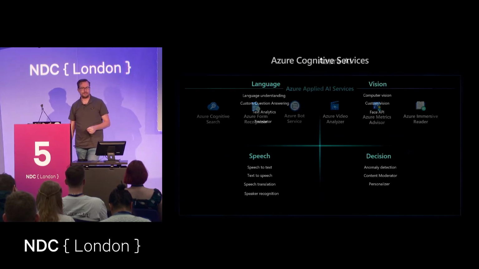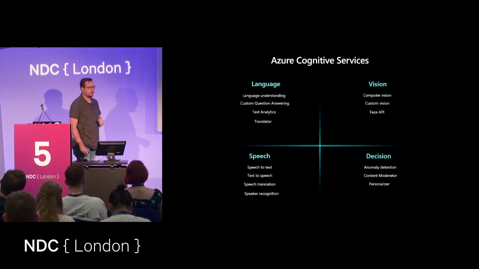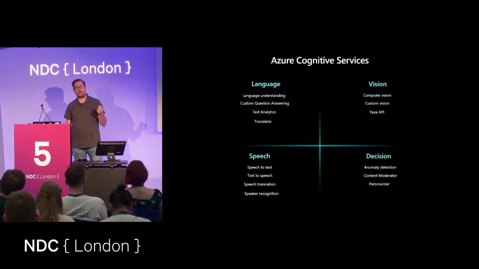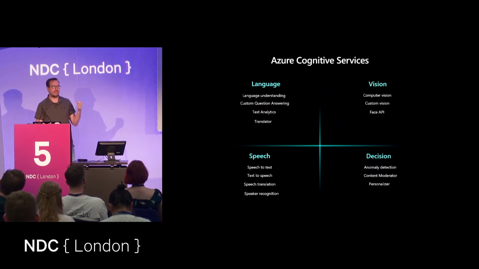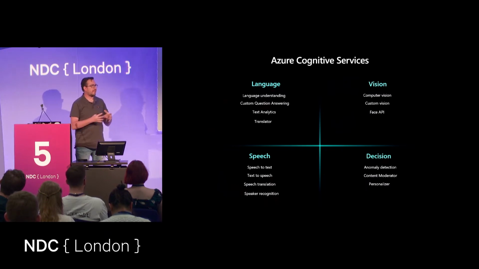So Azure Cognitive Services are divided into four regions: language, vision, speech, and decision. There is vision, to make your application see. There is speech, to make your application talk and listen to you. There is language, to understand what is being spoken, and there is decision, services that help you make intelligent decisions based on data you give the service.